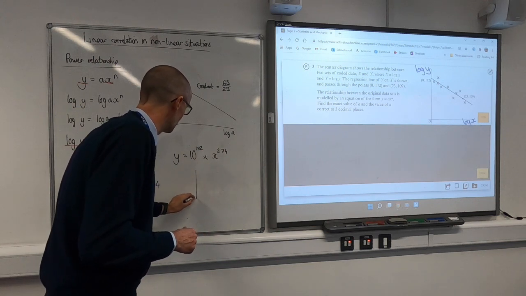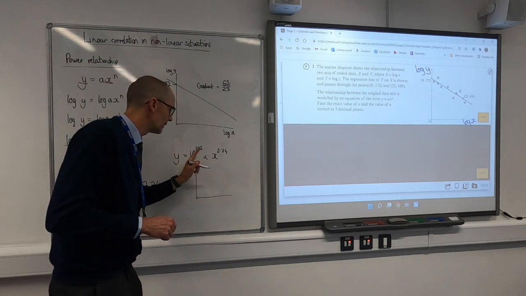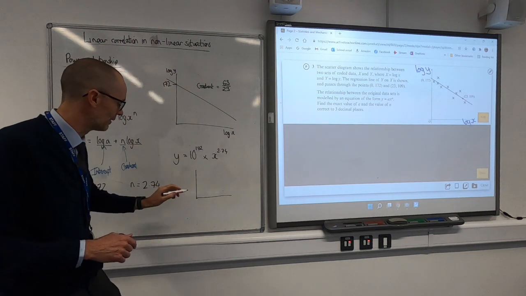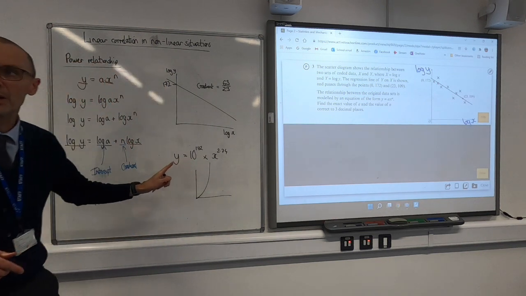So that's going to be a graph that goes through 0, 0, because when x is 0, 0 to any power is 0, but it's going to go massively steeply up because you're multiplying by a huge number.